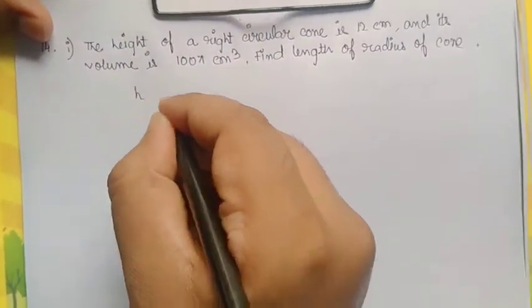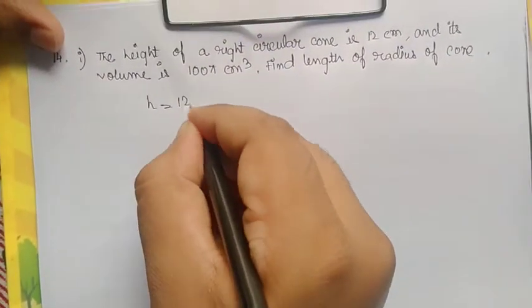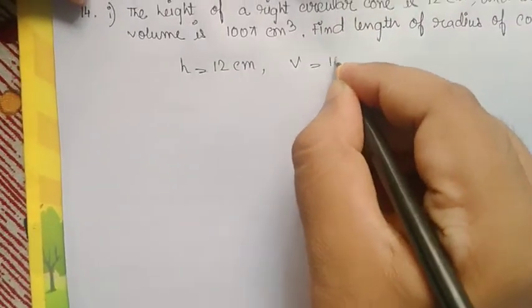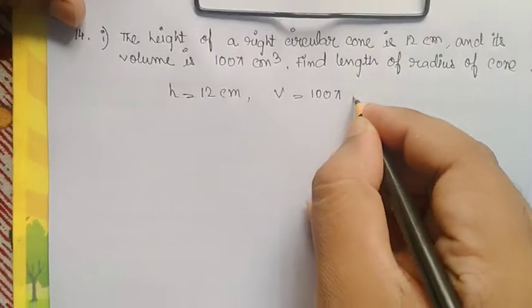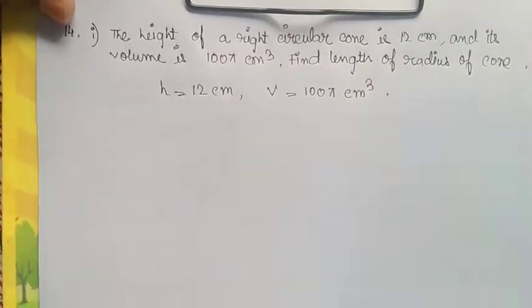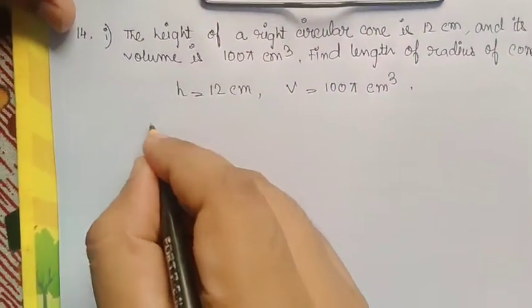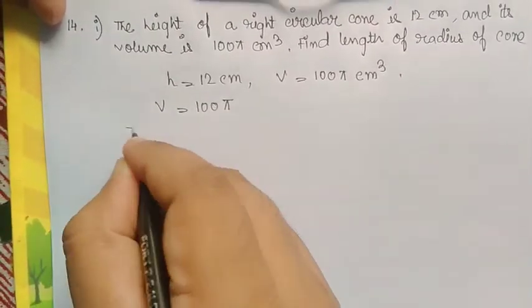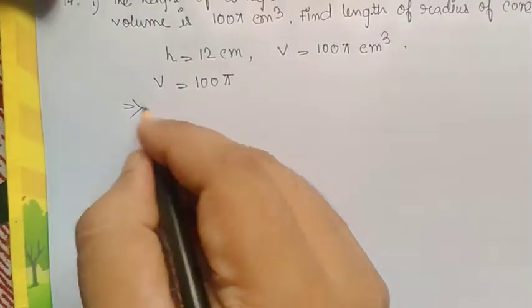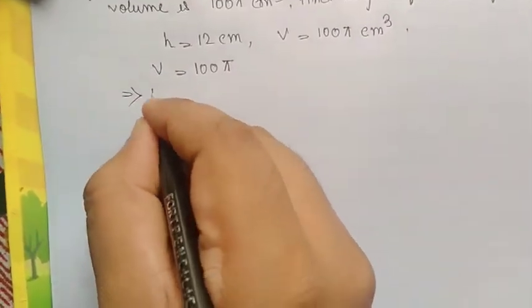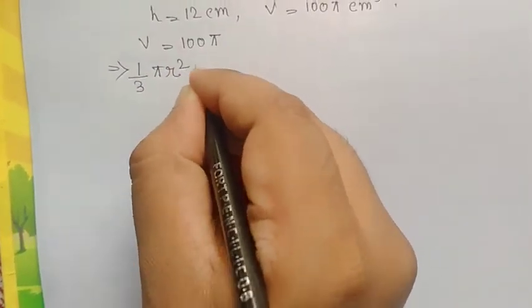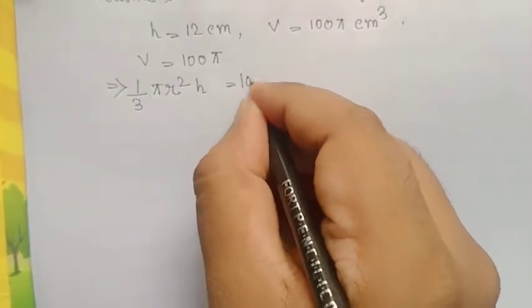So therefore, height equal to 12 centimeter and volume equal to 100 pi centimeter cube. So we know that V equal to 100 pi. What is the volume of a right circular cone? The formula is 1 by 3 pi r square h equal to 100 pi.